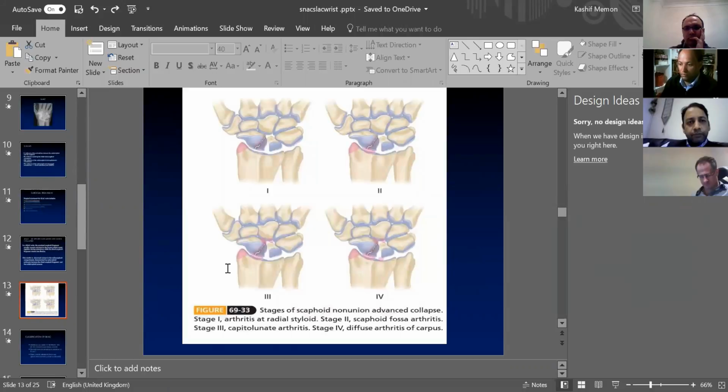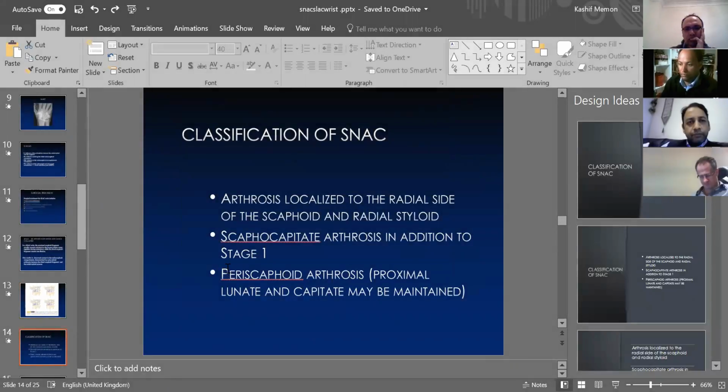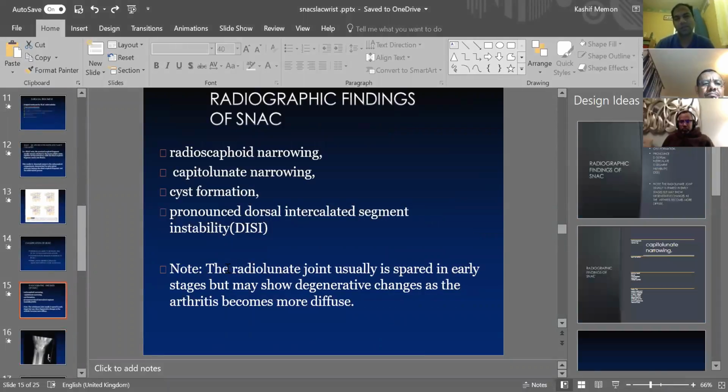I think everyone knows this staging. Stage 1 is arthrosis localized to the radial side of the scaphoid and radial styloid. Stage 2 is scaphocapitate arthrosis along with stage 1 disease, and stage 3 is periscaphoid arthrosis. Radiographic findings are narrowing of the radioscaphoid joint, and in stage 2 it will progress to the capitolunate. You may find cyst formation, and you may find carpal instability in terms of DISI deformity.